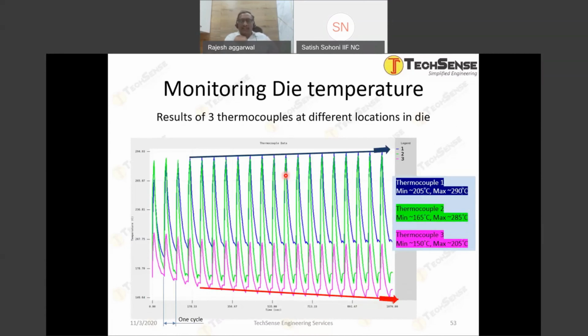You can see the result of three thermocouples at different locations within the same die, right? As we have explained, as marked over here is one cycle. So every cycle, the different regions of the die have a different peak and low, right? Thermocouple 1, the minimum temperature is 205, maximum is 290. Thermocouple 2, the green one, the minimum is 165, the maximum is 285. Thermocouple 3, the magenta color, the minimum is 150, the maximum is 205. So these are the actual readings from one of the dies running in production, where we put up the thermocouples and took these readings.